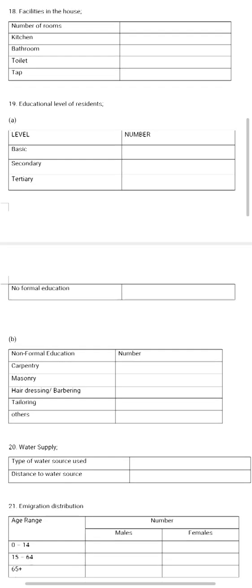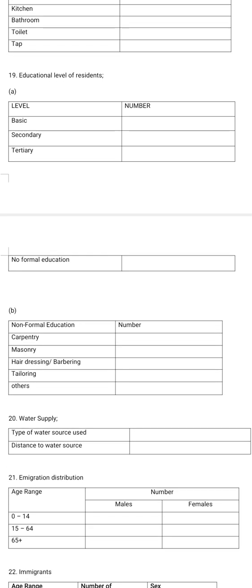Educational level of residents living in the house: what's the level of education? Is it basic, secondary, or tertiary? Indicate the number of people in the basic category, the number in the secondary category, and the number in the tertiary. Sometimes somebody could be 40 years old but only going to basic school. Please indicate it as part of the numbers for the basic category. There are also those with no formal education. Some people may not have any formal education.